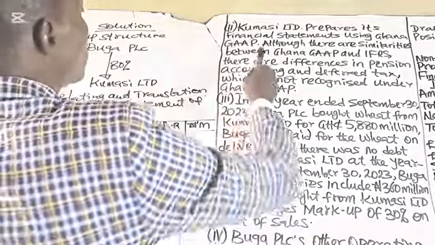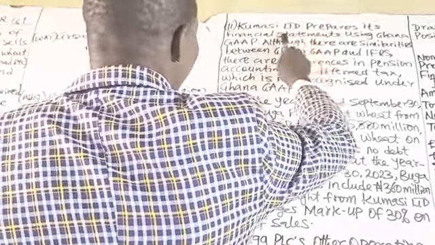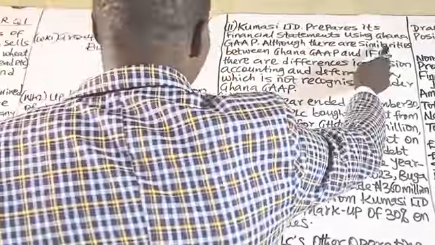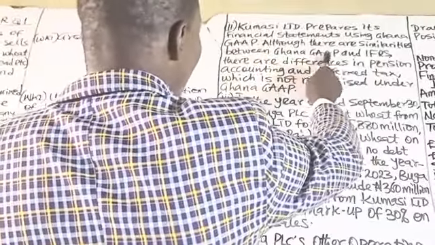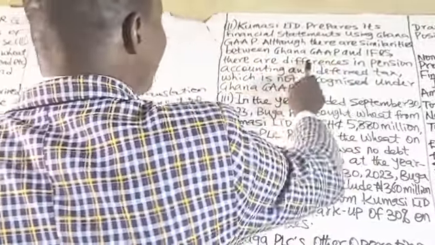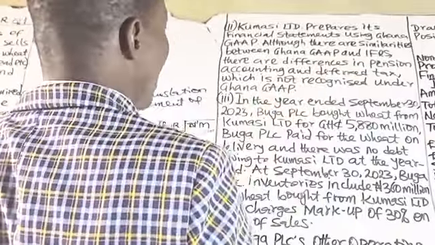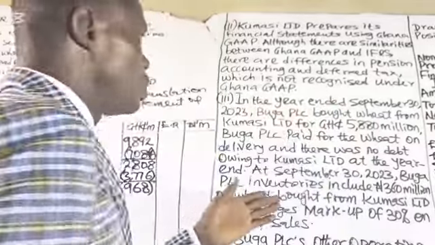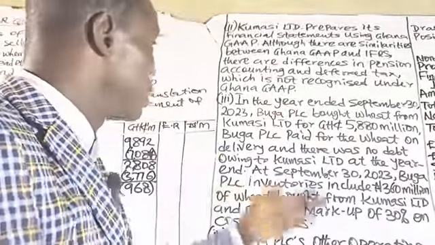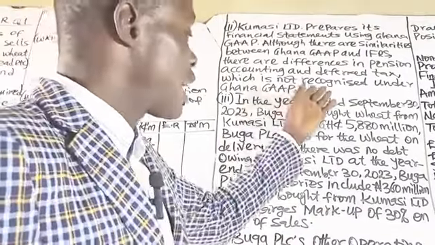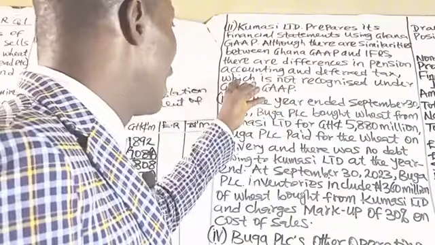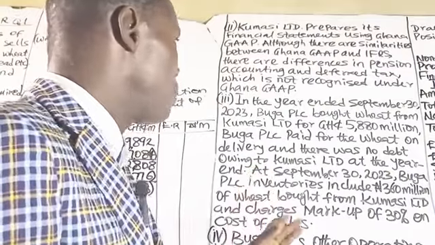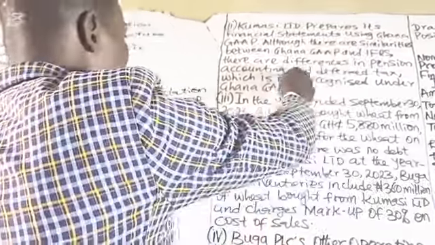Note 2. Kumasi Limited prepares its financial statements using Ghana GAAP. Although there are similarities between Ghana GAAP and IFRS, there are differences in pension accounting and deferred tax, which is not recognized under Ghana GAAP. So the only differences in the presentation are pension accounting and deferred tax. There is nothing that requires adjustment.